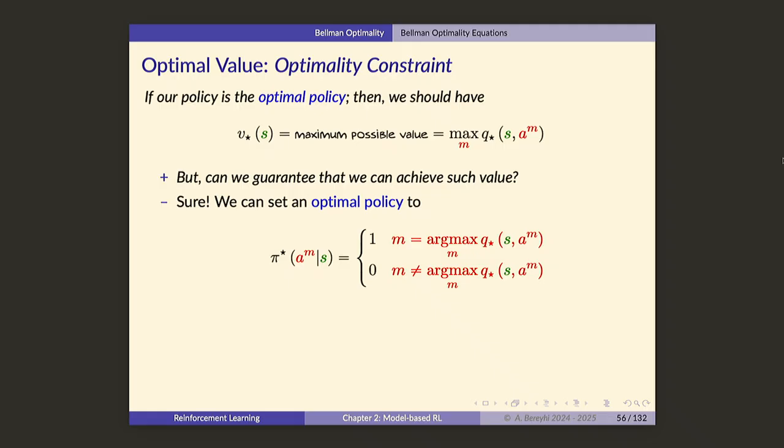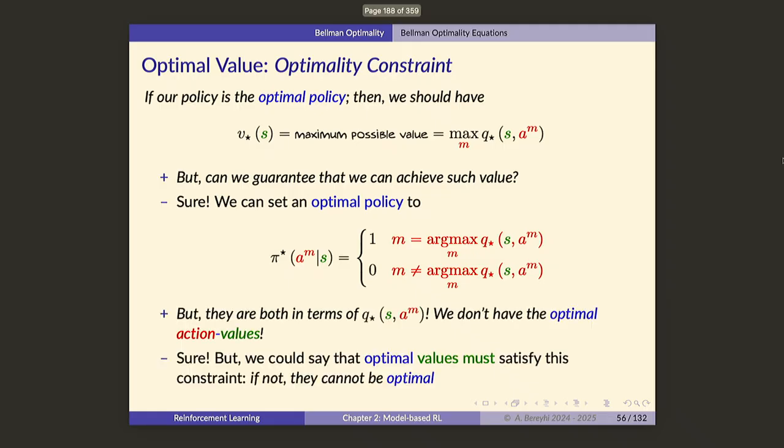Tell you how you can find Q star, right? Because again, if you want to know Q star, you need to know the optimal policy, right? And then you put it in the Bellman equation, correct? So the cat is just biting its own tail, right? But we can get rid of that issue, that final issue. How can we do it?